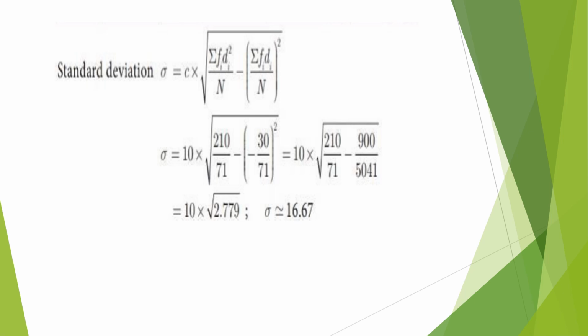Now, applying the formula of standard deviation for continuous series, that is standard deviation is equal to C into under root sigma fd square upon n minus sigma fd upon n whole square. As we have already calculated all these values in the table, we need to put them in there, and then we will find standard deviation with the help of calculator. Again, apply BODMAS while doing the calculation. Remember this thing, apply BODMAS. So, standard deviation is equal to 16.67.